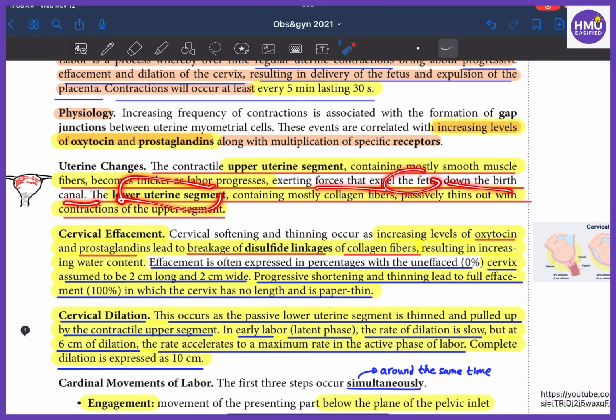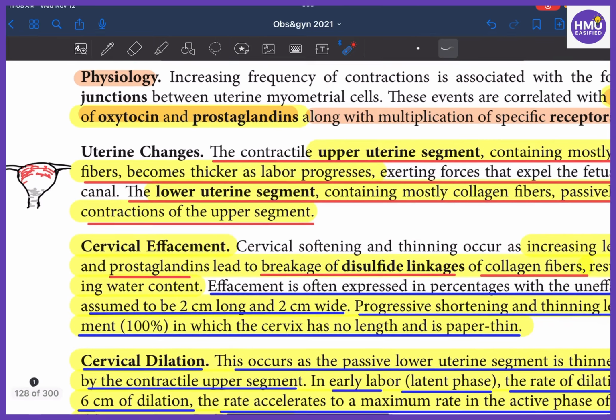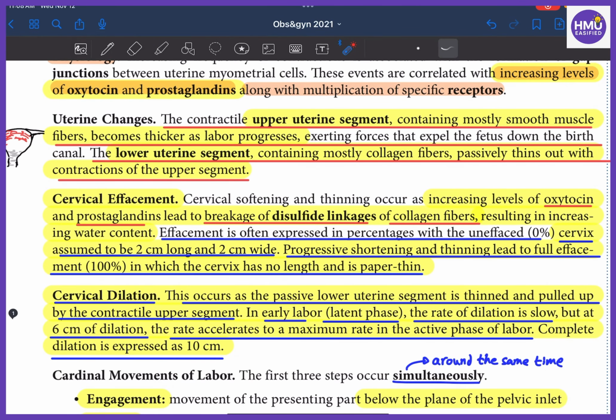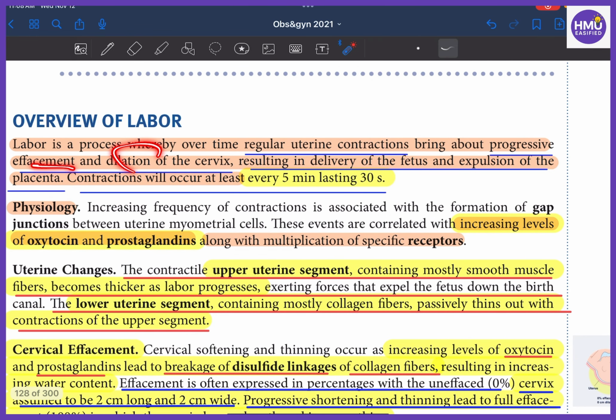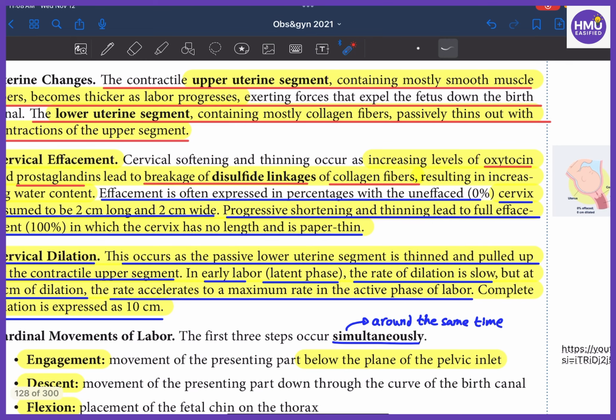The lower uterine segment, right here, contains many collagen fibers, passively thinning out with contractions of the upper segment. So when these smooth muscles contract, the collagen fibers here thin out, so this becomes bigger and the baby goes down. Okay, so we said in labor there's cervical effacement and dilatation. What's cervical effacement? Cervical effacement means cervical softening and thinning.